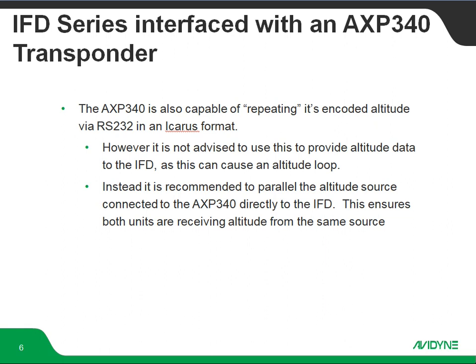So the recommendation is whatever you're using for a serial encoder, if you don't already have altitude going to the IFD, just parallel those lines so the IFD can take in the same serial altitude that the AXP340 is, and you should avoid any heartaches there. What you want to be careful of anytime you're passing altitude around in the aircraft is to make sure that everything has the same source. So that's the best way to do that.